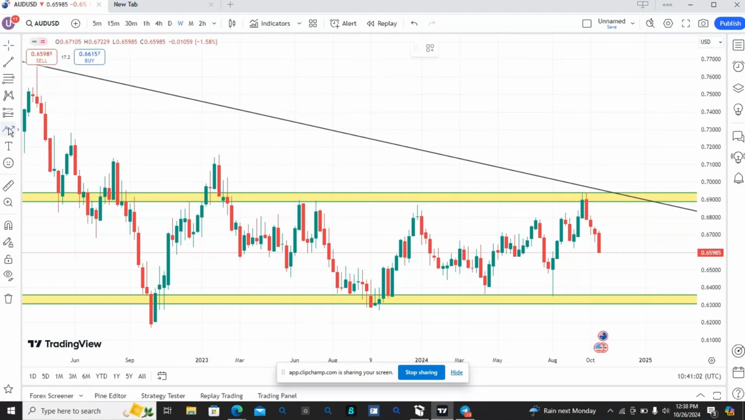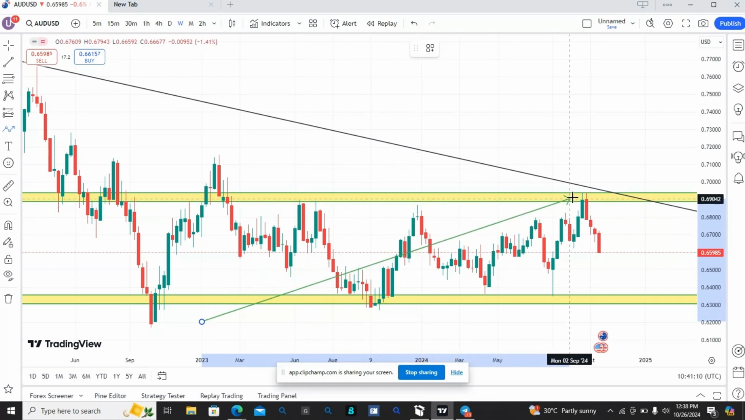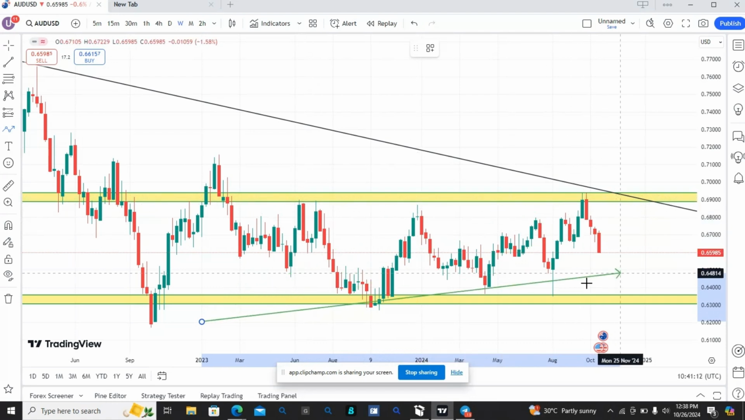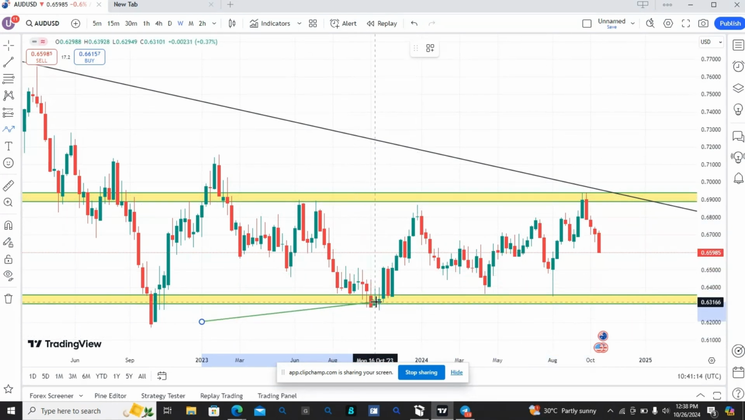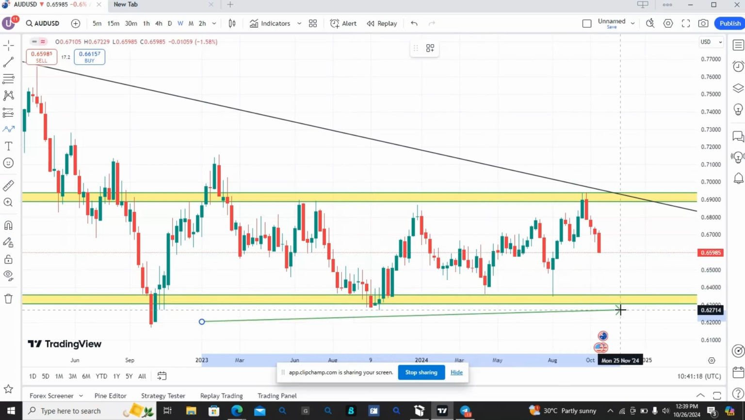Now, this is the weekly resistance level here. Price came here, touched the first one, and dropped. Second touch, third touch, fourth touch, and it's dropping. And this is the weekly support level. First touch, second touch, this is the third touch, and the price is dropping down to this place.